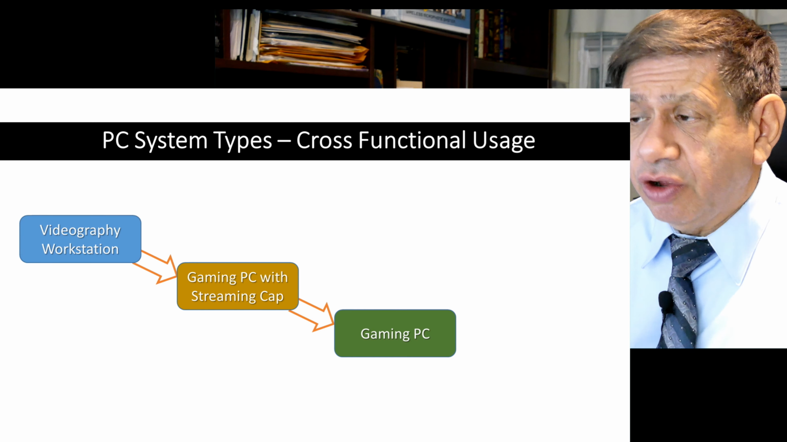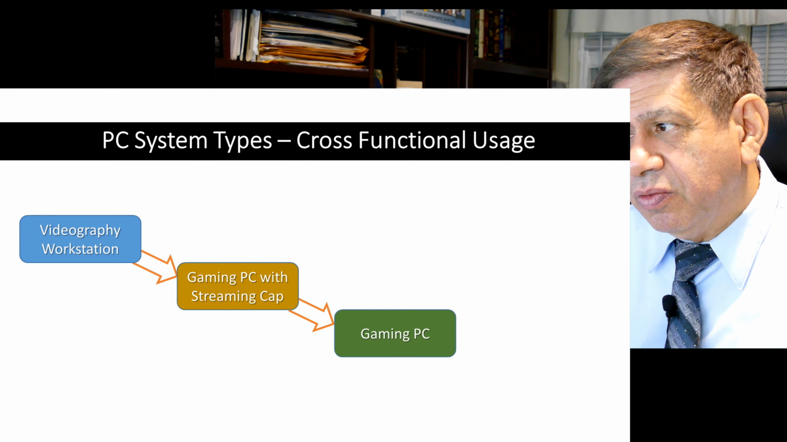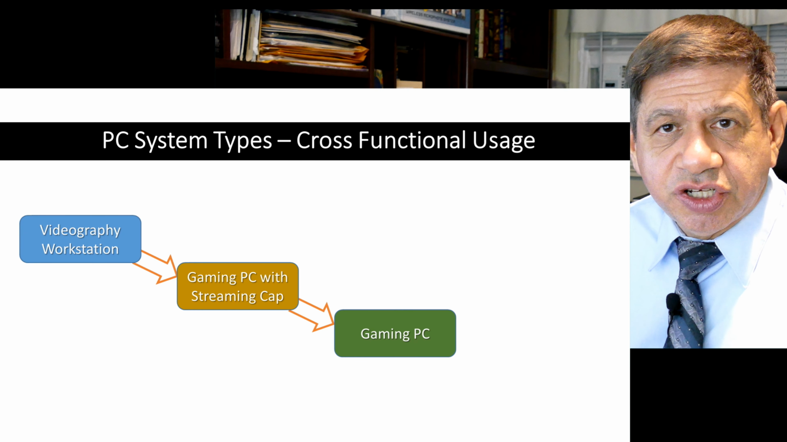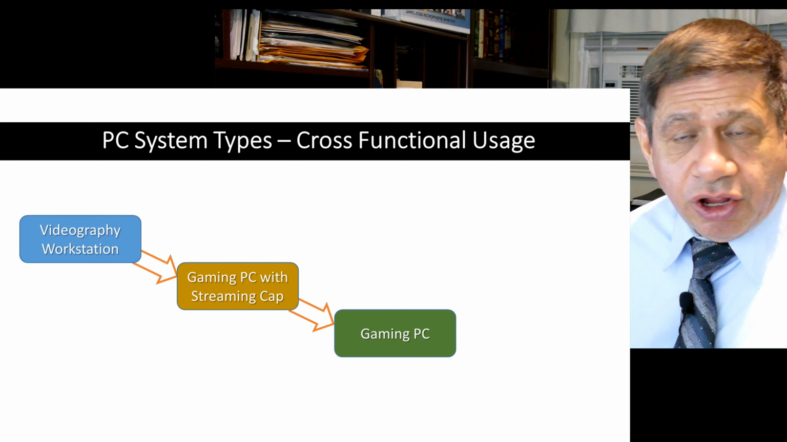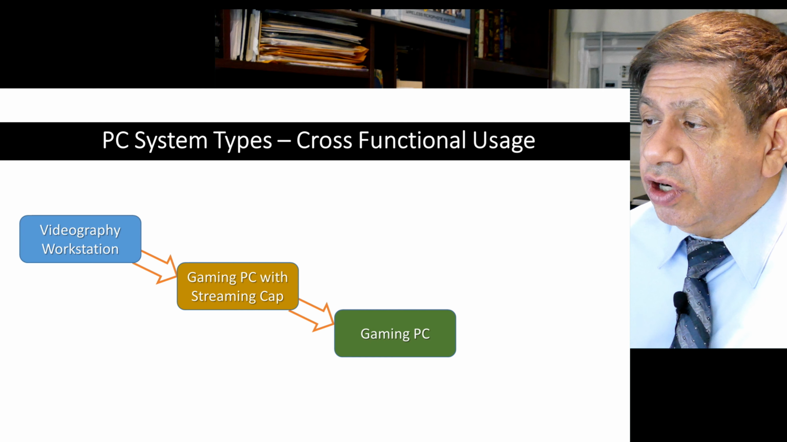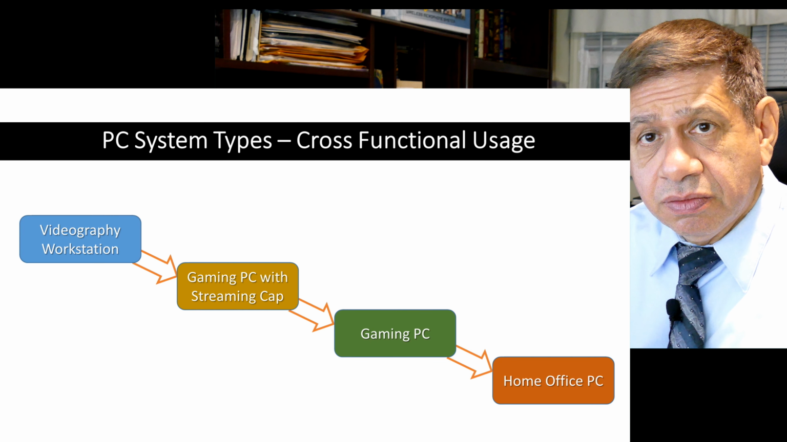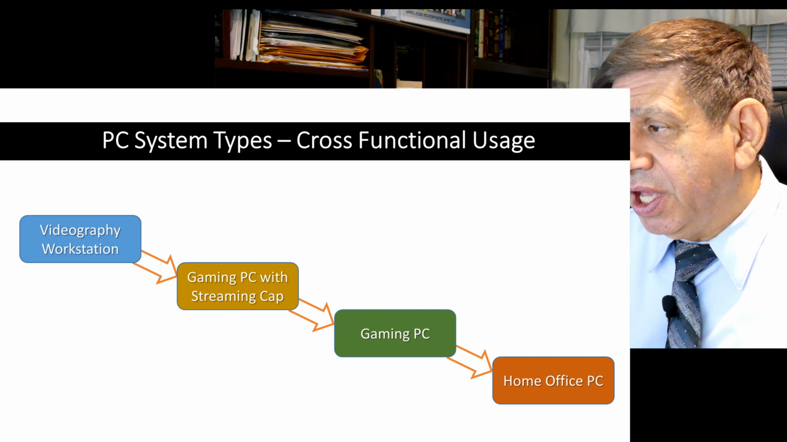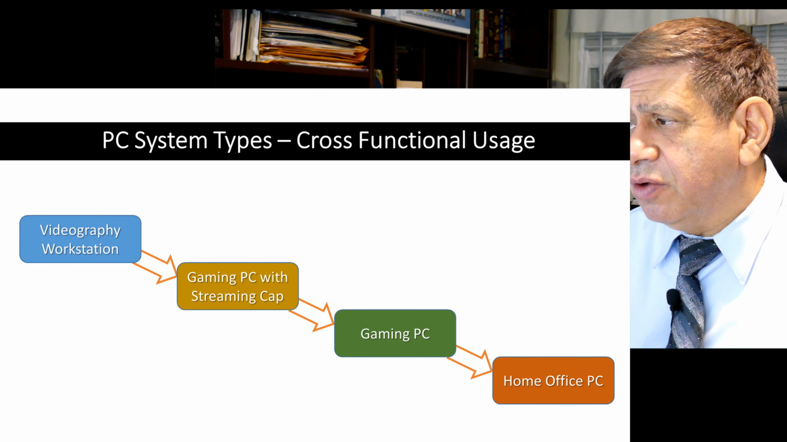So that's really the only difference between those two here in the middle, because the one to the right, the green one, is just a basic gaming PC that you would not stream on. You'd play unilaterally at home, for example. And of course, the gaming PC can be used as a home PC, with the understanding that you may have some issues in terms of disk space. So hopefully you have some way of dealing with that.